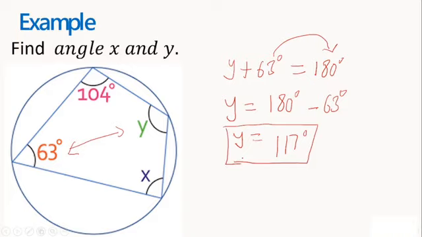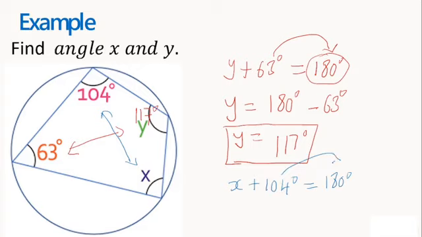Meaning that right here there was 117 degrees, such that when we add 117 degrees plus 63 degrees, we are going to get 180 degrees. Then how can we find angle x right here? Again, 104 degrees is opposite to angle x, because these are angles in a cyclic quadrilateral. So x plus 104 degrees should also add up to 180 degrees.